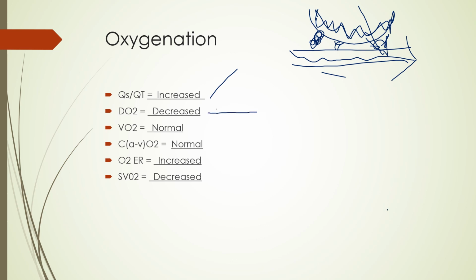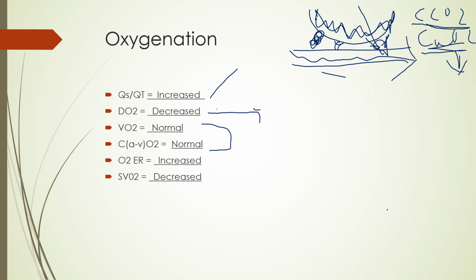Our DO2 is low because you have a low CcO2. You have a low CcO2, which means your CaO2 is going to be low automatically, because remember, the CaO2 gets its content from the CcO2. So if we can't get a good CcO2, our DO2 is going to be decreased. Your consumptions, your VO2 and your A to V gradient, those are going to be normal, right? That's how much your body's consuming.